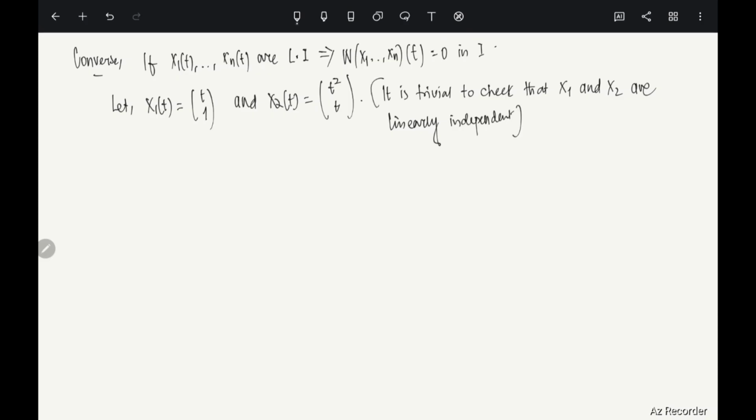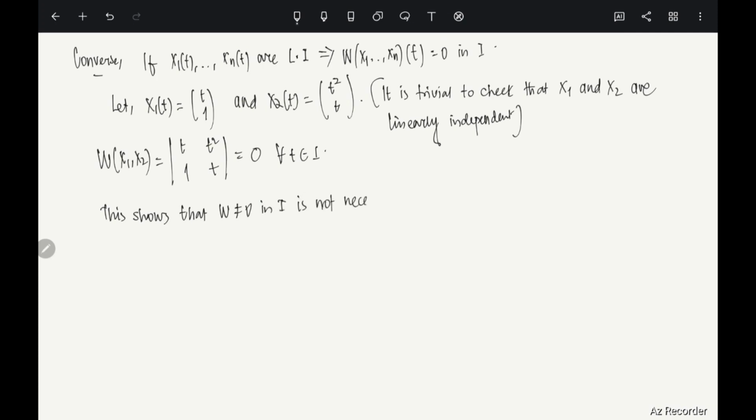So that's not a difficult thing. What about the Wronskian? As you can see, if you calculate the Wronskian of x1 and x2, it is the determinant of t, 1, t squared, t, which will be 0 for all t in whatever interval I. So this example shows that the Wronskian being non-zero in I is not necessary for linear independence.